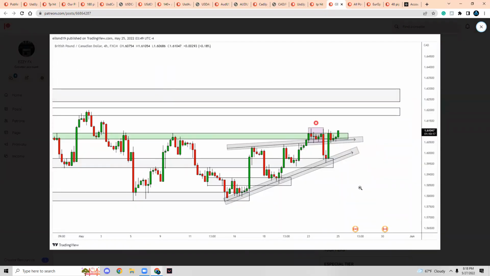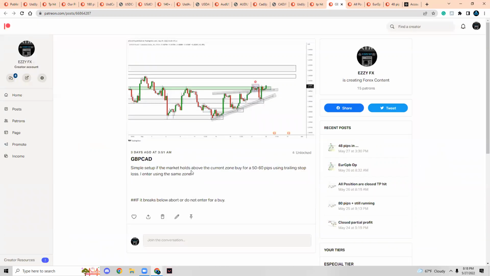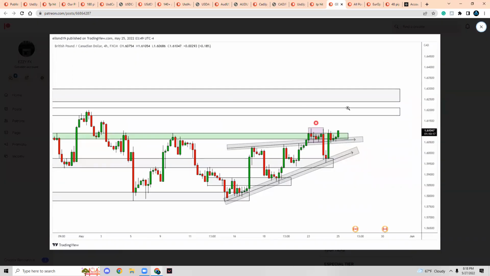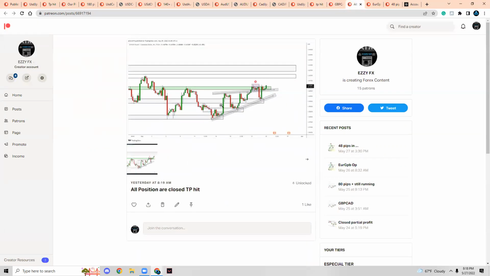For GBP CAD, it was a pretty simple trade again. Simple setup. If the market holds above the current zone, buy for 50, 60 pips using a trailing stop loss. I entered using the same zone, so I entered on the green zone looking to buy. And as long as the market maintains above that green zone, I will hold my buy.